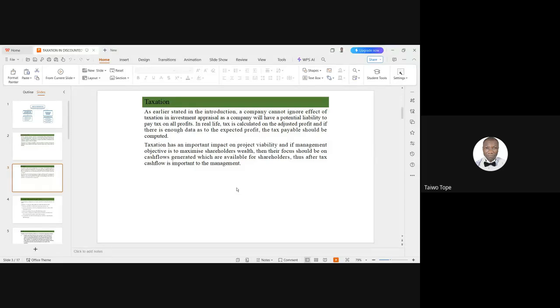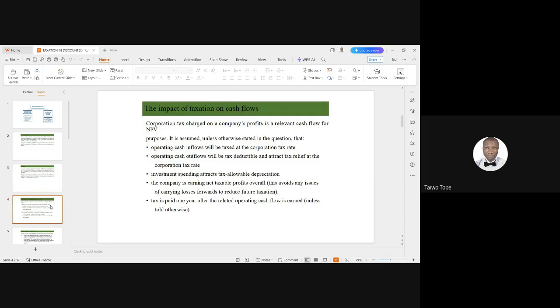Tax is calculated on the adjusted profit, and if there is enough data as to the expected profit, the tax payable should be computed. Taxation has an important impact on project viability, and if management's objective is to maximize shareholders' wealth, then their focus should be on cash flows generated which are available for shareholders. Thus, after-tax cash flow is important to the management.